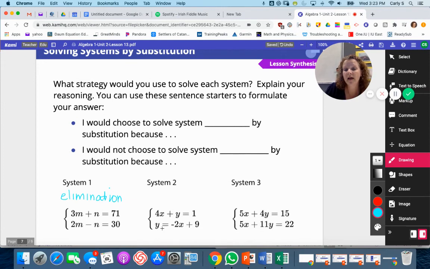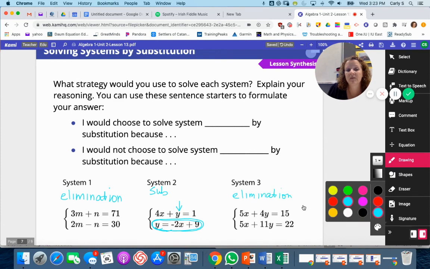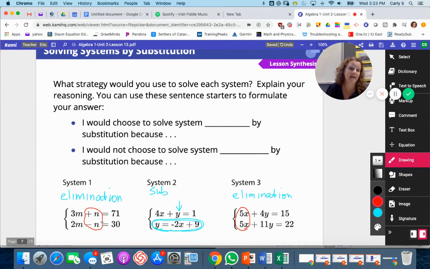Okay, system 2, I have one equation solved for y, so I can substitute that right in there. So I would definitely use substitution because I already have one equation with a variable isolated. In system 3, I would not use substitution. I would use elimination. And we will explain why later. Just giving you a clue. That's our whys. It'll make better sense when we learn about elimination.